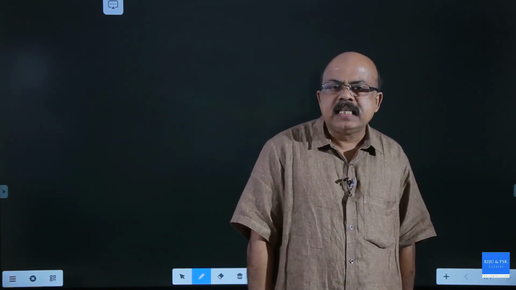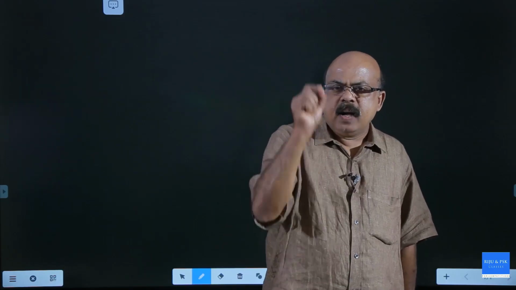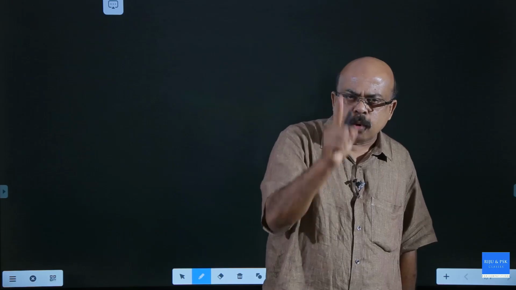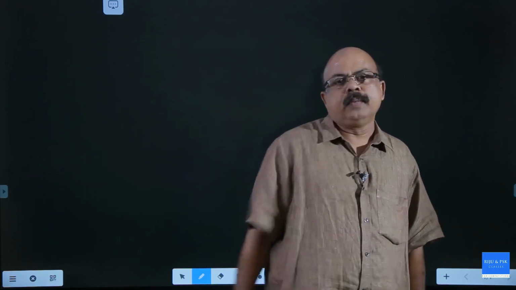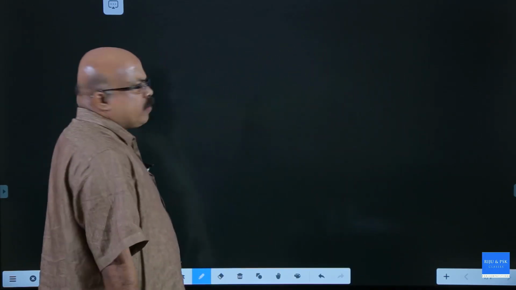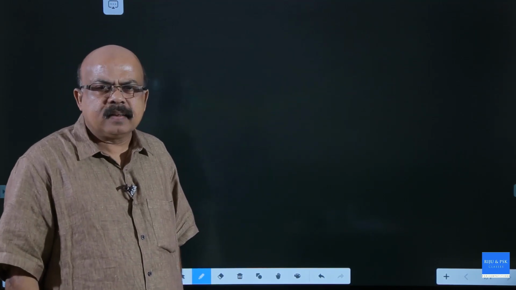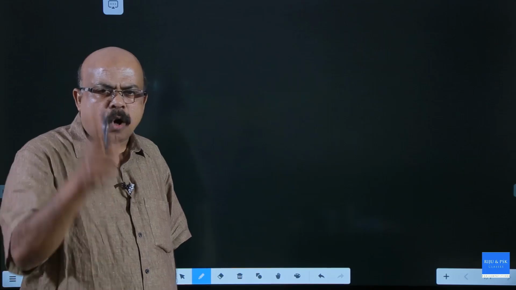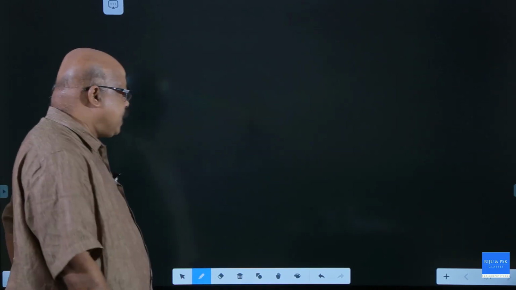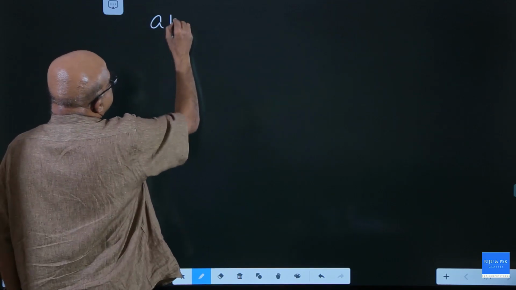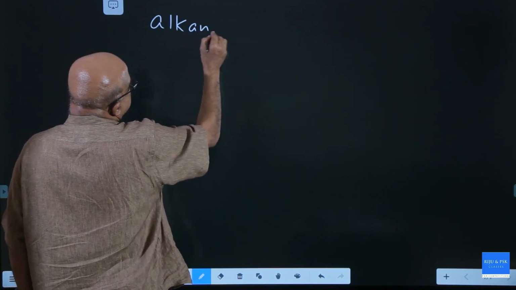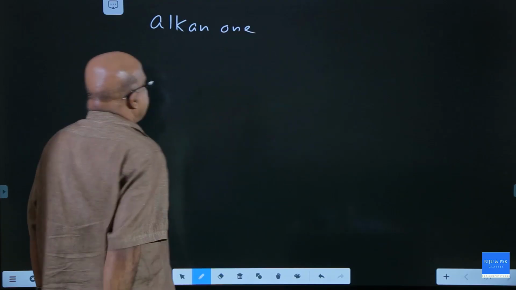To name a compound having CO group, select the longest possible continuous carbon chain in the given molecule containing the CO group. From that carbon number, you can identify the parent alkane. From the parent name, drop E and then add ONE. So the name is alkanone. Let us see the examples.